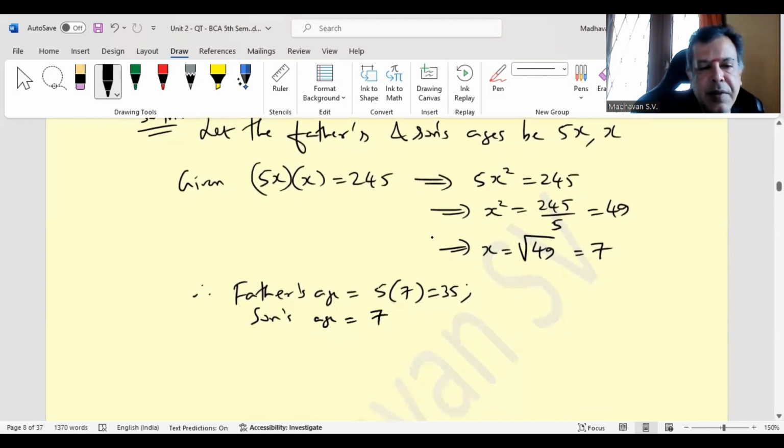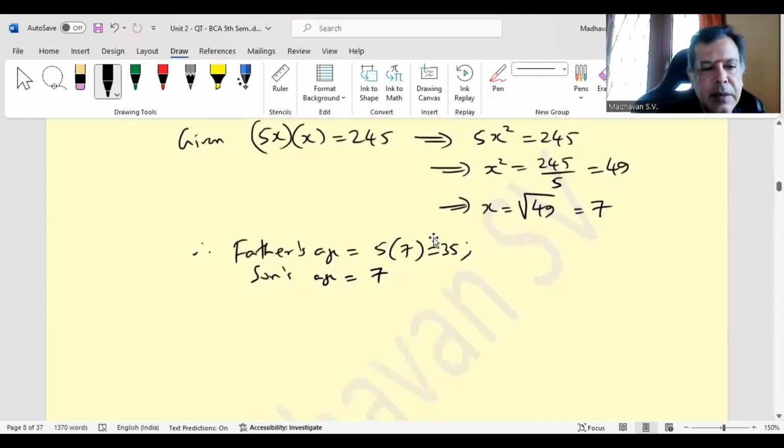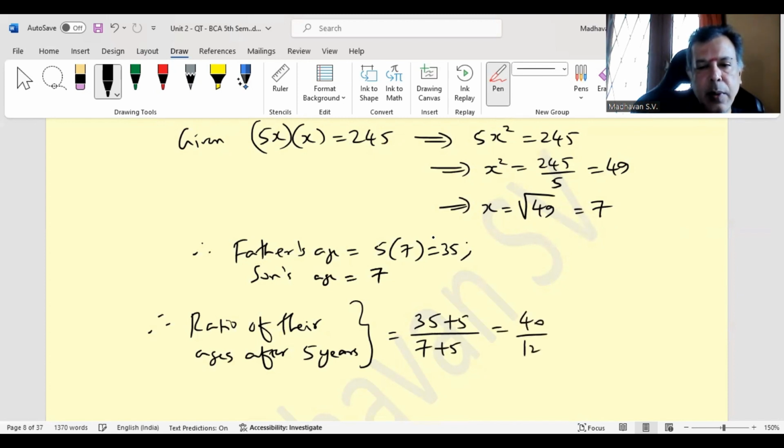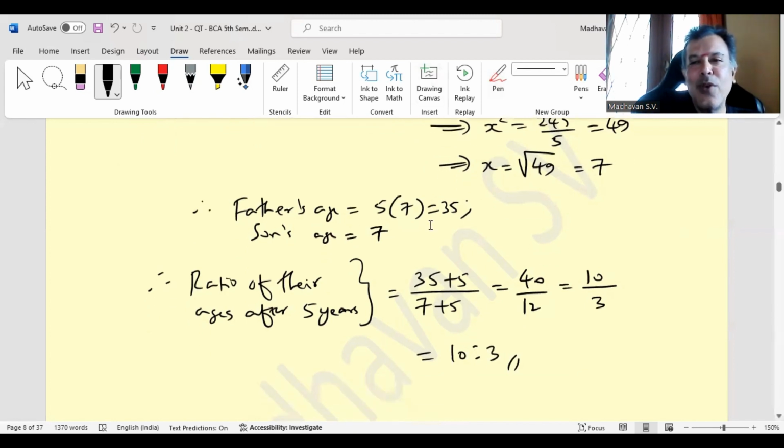What will be the ratio after 5 years? Therefore, the ratio of their ages after 5 years is equal to 35 plus 5 by 7 plus 5, we get 40 by 12. Dividing both numerator and denominator by 4, we get 10 by 3. That is the solution. Let us move on to the next.